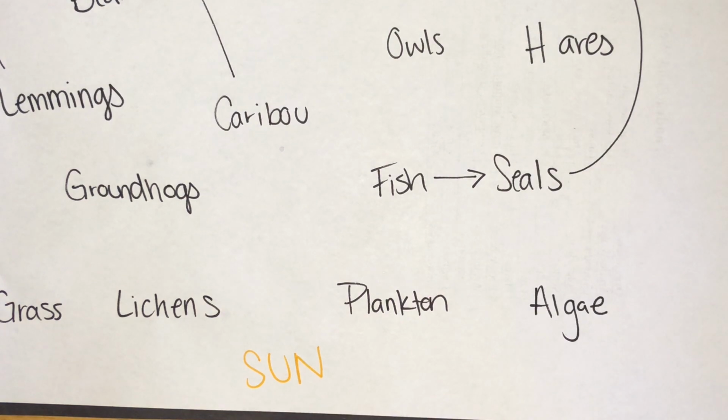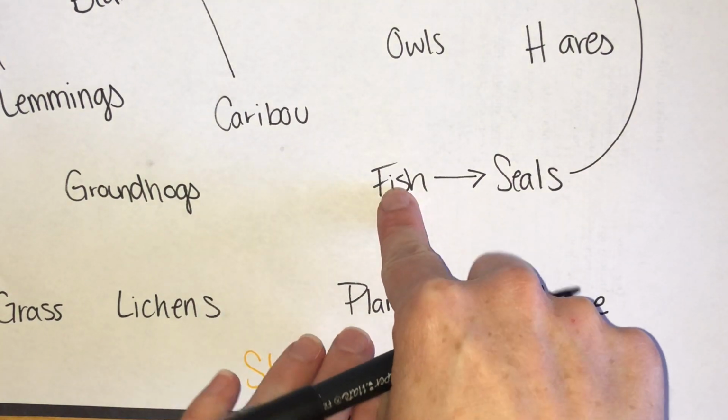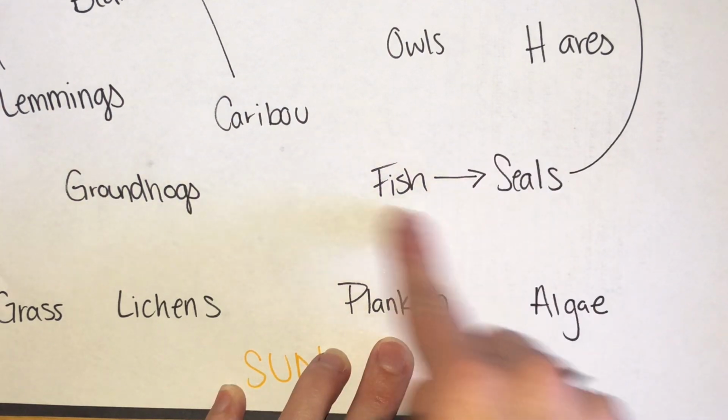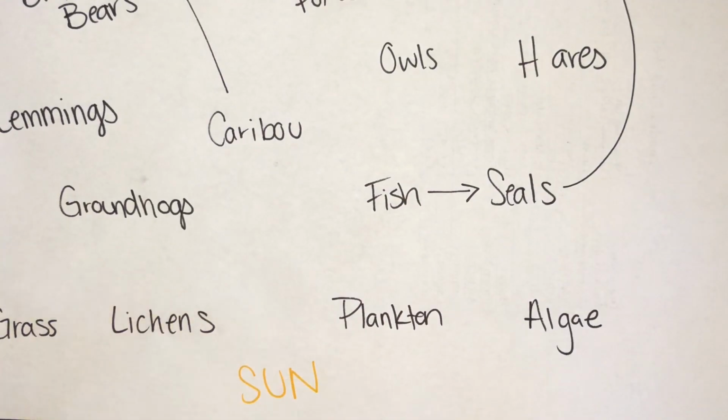Remember, you always put your arrow from the organism getting eaten to the organism eating, to the consumer. Remember, the arrow represents the energy. Where is the energy going? You get energy from what you eat, okay? So the energy goes from that thing to you.